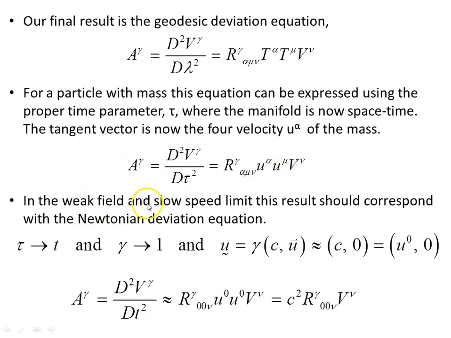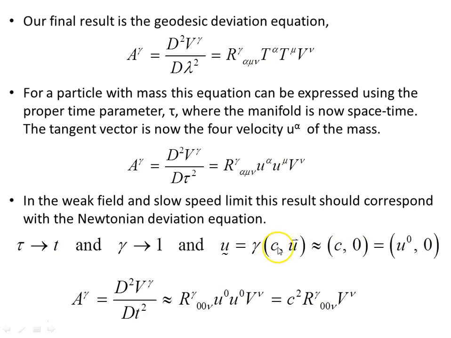Alright, now, so here's the geodesic deviation equation of the space-time manifold. Now, let's have a look at the weak field and slow speed limit. This result should correspond with the Newtonian deviation equation. So let's take the weak field limit. So proper time becomes coordinate time, gamma approaches 1, and the forward velocity in that case, which is defined as this, becomes c, gamma approaches 1 here, so it becomes 1 there. And the spatial components, because it's slow speed, this is approximately 0.